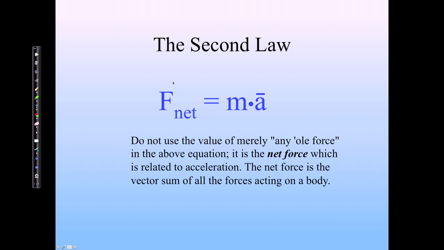The second law can be stated like this. F net, a net force acting on an object, equals mass times acceleration. Now, the net matters a lot because it's not just a matter of a force acting on an object. Often there are two or more forces acting on an object, but they're in balance, and so this net force means a force that is not balanced.